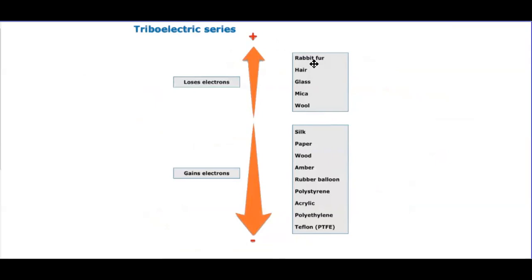So things like fur, animal fur, hair, they will lose the electrons. They'll say, I don't need these things, you can have the electrons. Whereas things like plastic, acrylic, they're more willing to take the electrons when you rub two things together through friction.